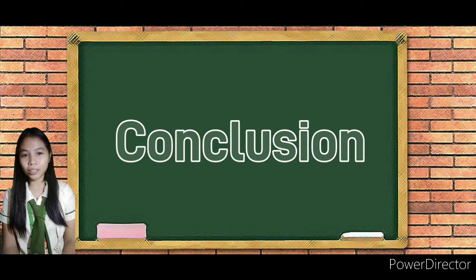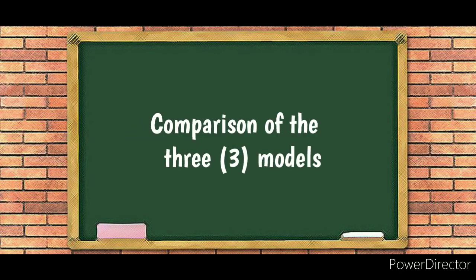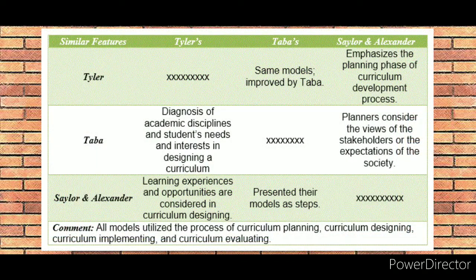Of all the presented models, it is noticeable that all of them utilize the process of curriculum planning, curriculum designing, curriculum implementing, and curriculum evaluating. These processes and models are the guides that we use in developing a curriculum intended for desired learning outcomes. As a response to the Take Action activity, I compared and contrasted the curriculum development process models using a table.